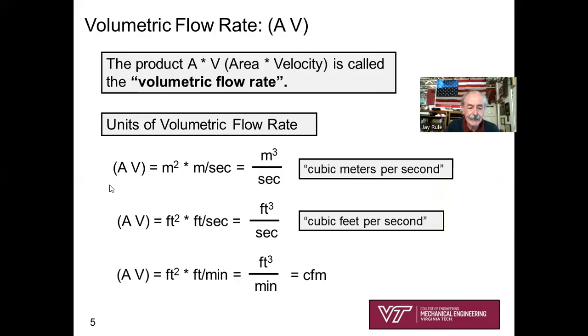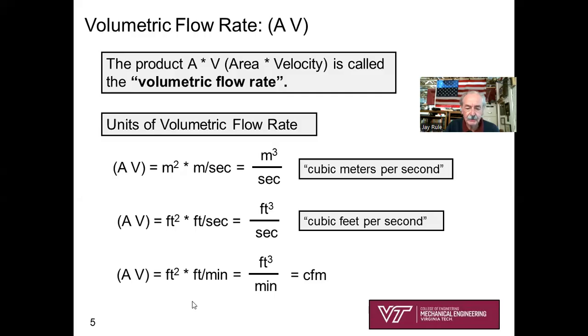In SI, A times V is going to have, unit check: meters squared will be your area, meters per second will be your velocity. So the volumetric flow rate would be cubic meters per second. Let's look at some fundamental units for English, A times V. Feet squared would be the units that you need to use for area. Feet per second, of course, is going to be the basic units for velocity. And so we do the math, and we've got cubic feet per second. Got it. And that's a good textbook approach.